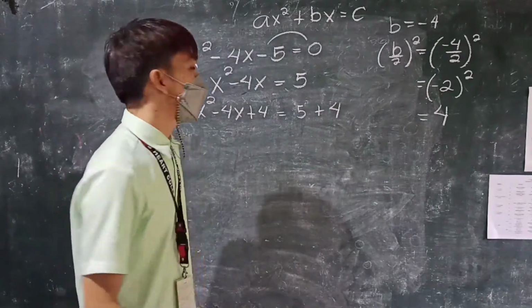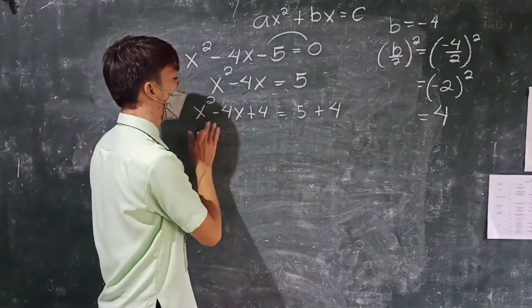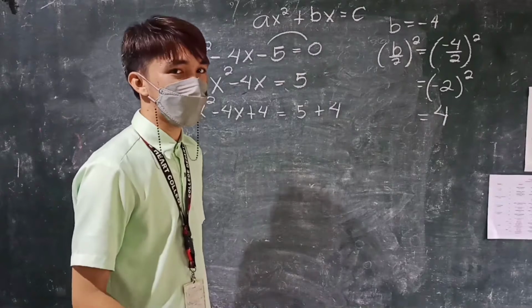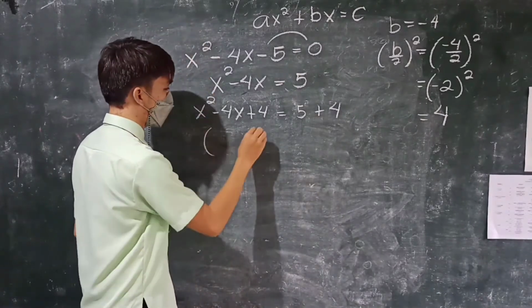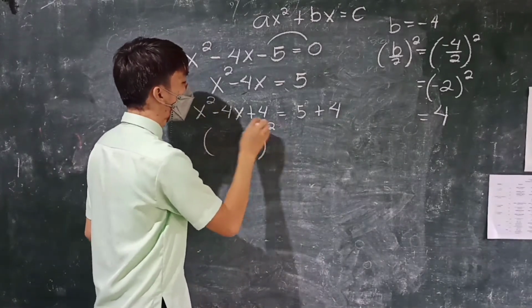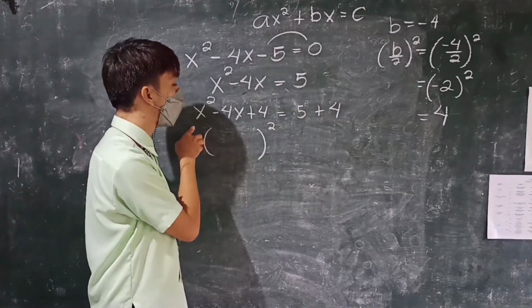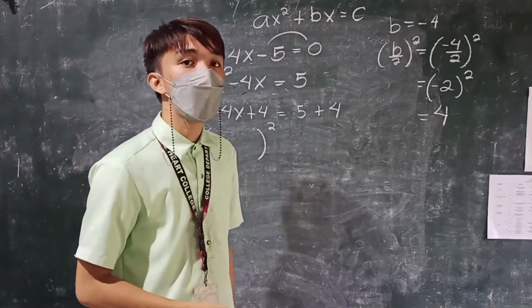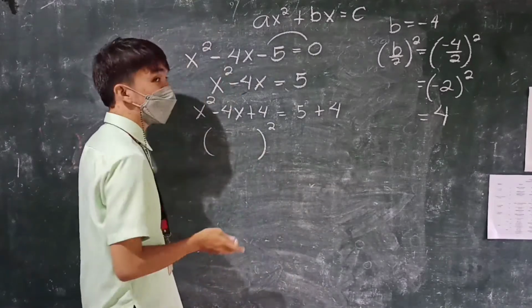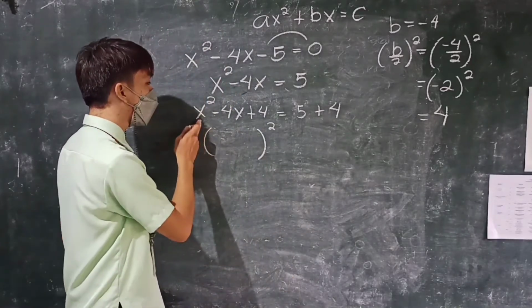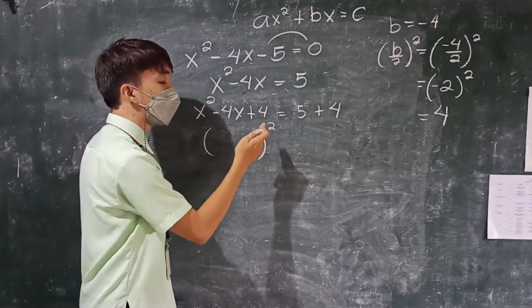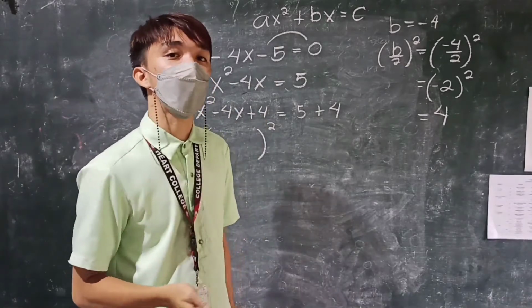Next, we are going to factor this perfect square trinomial. So it's so easy. Let's draw up your parentheses. Always remember that the factor of a perfect square trinomial is a square of a binomial. So just get the square root of the first term, the square root of the last term, and copy the sign of the middle term.